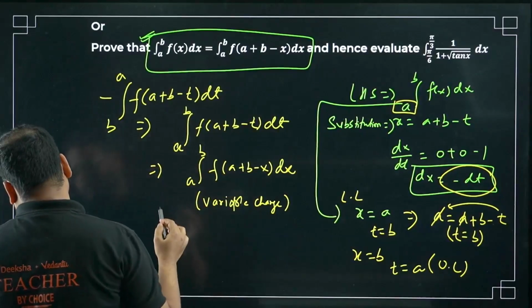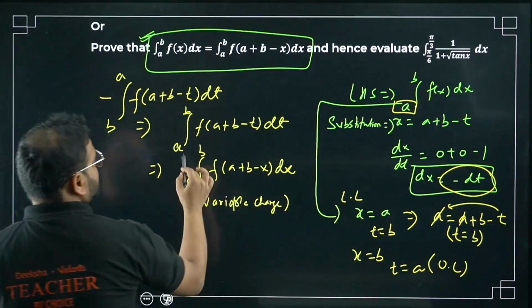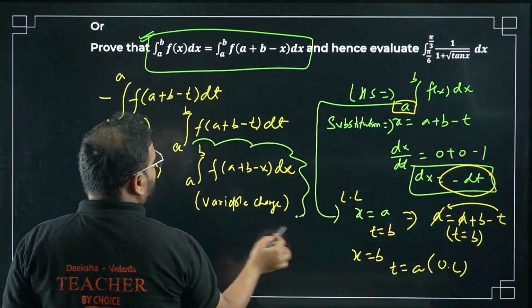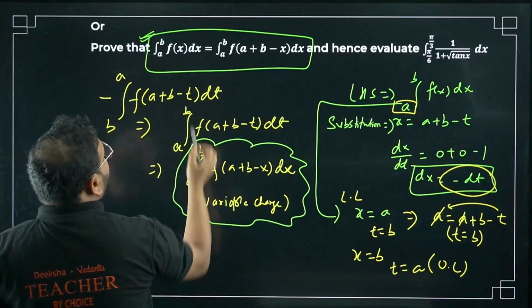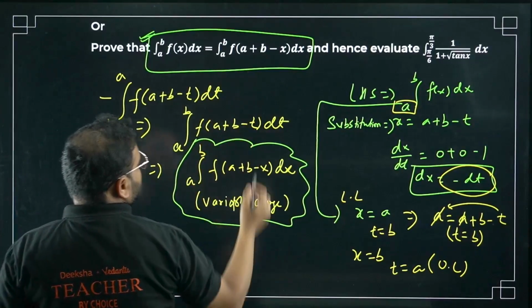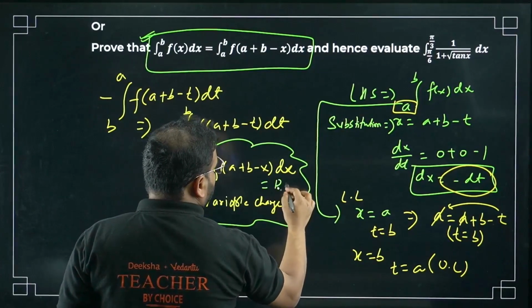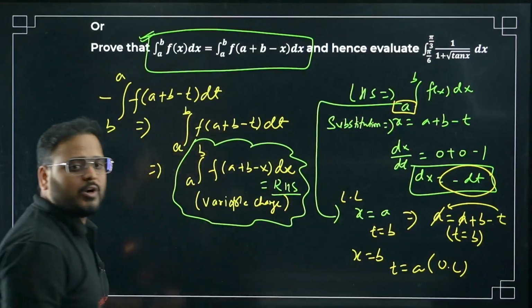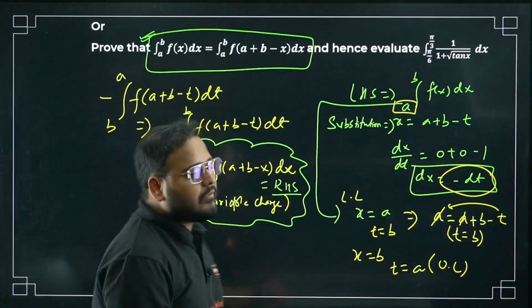What is this going to be? This is simply the value of the RHS. Please check: the integral from a to b of f of a plus b minus x is simply equal to the RHS. Hence proved. I hope this is not that messy, and you can see this very clearly.